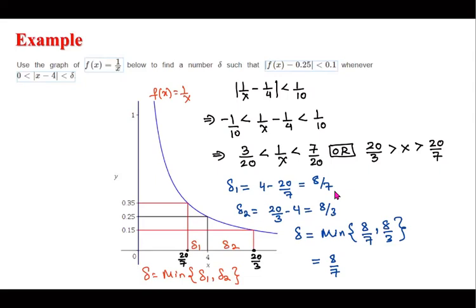So this is how we can solve the problem involving the definition of limit. We call it the epsilon delta definition of limit. Your 0.1 is the epsilon and the delta is 8 over 7. This is how we can handle problems involving limit at infinity, infinite limit, continuity, the intermediate value theorem, and the epsilon delta definition.